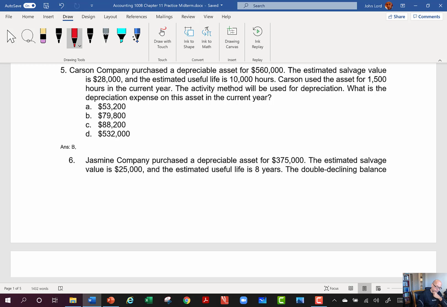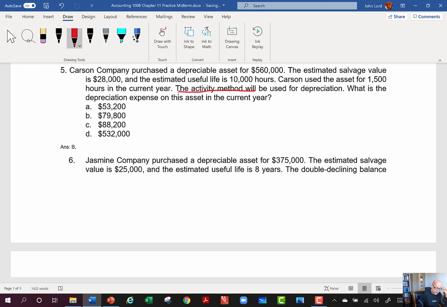This one came right out and told me activity method, even though it didn't give me years anyway. This one was a little more specific that they wanted me to use activity method. I don't know that I could answer this question any other way. What is the depreciation expense on the asset for the current year?